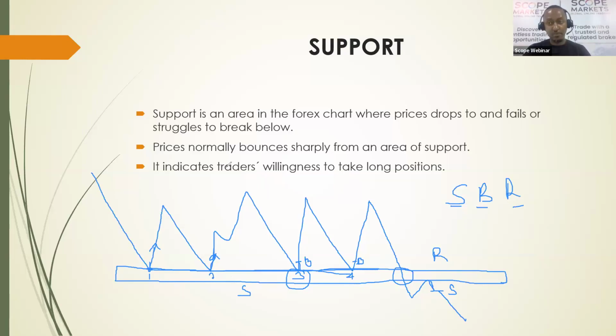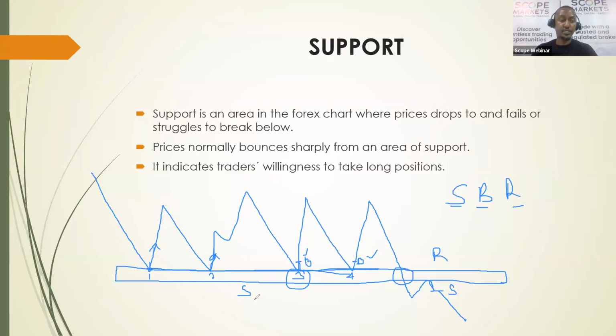So we can either trade the bounce. Like here, this is the bounce and this is the bounce. Or we can trade the breakout. After the breakout, we wait for a retest, and then we'll be looking for selling opportunities. Those are the two ways that you're able to trade support.